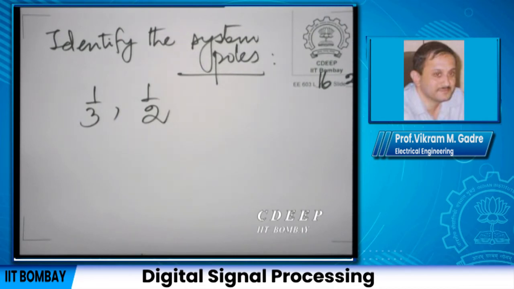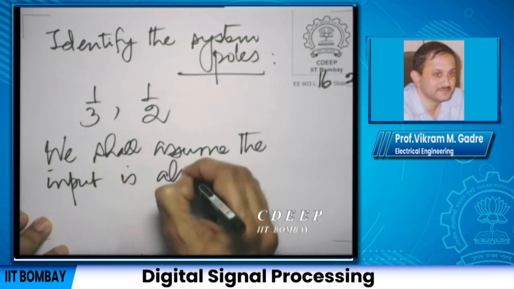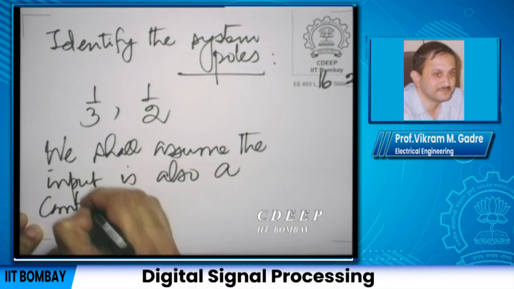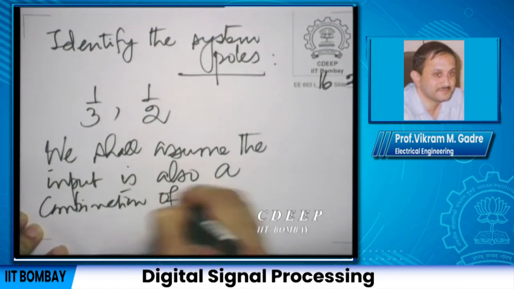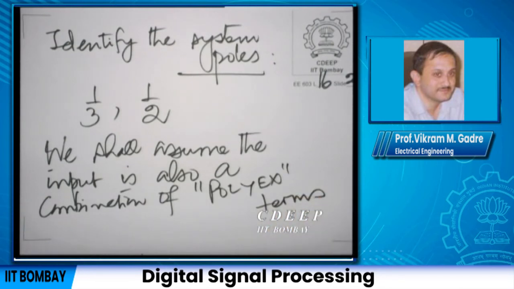Now, of course, we are only going to deal with the solution of such equations when the input is also a sum of what are called poly x terms. So, we shall assume the input is also a combination of what are called poly x terms. I will explain what a poly x term is. Poly x refers to polynomial multiplied by exponential.